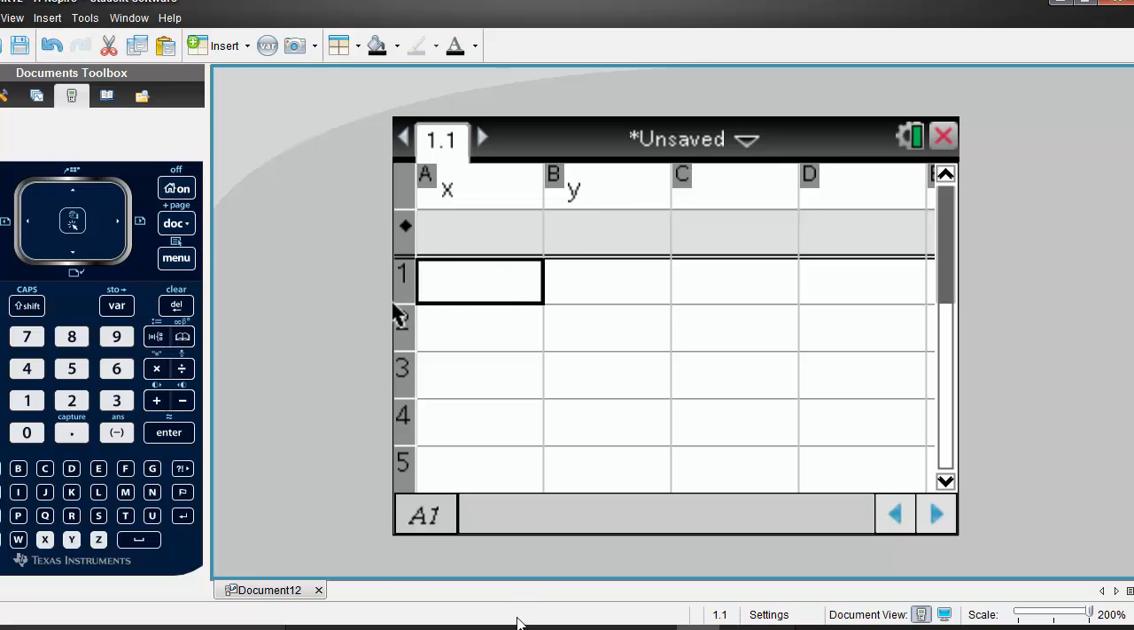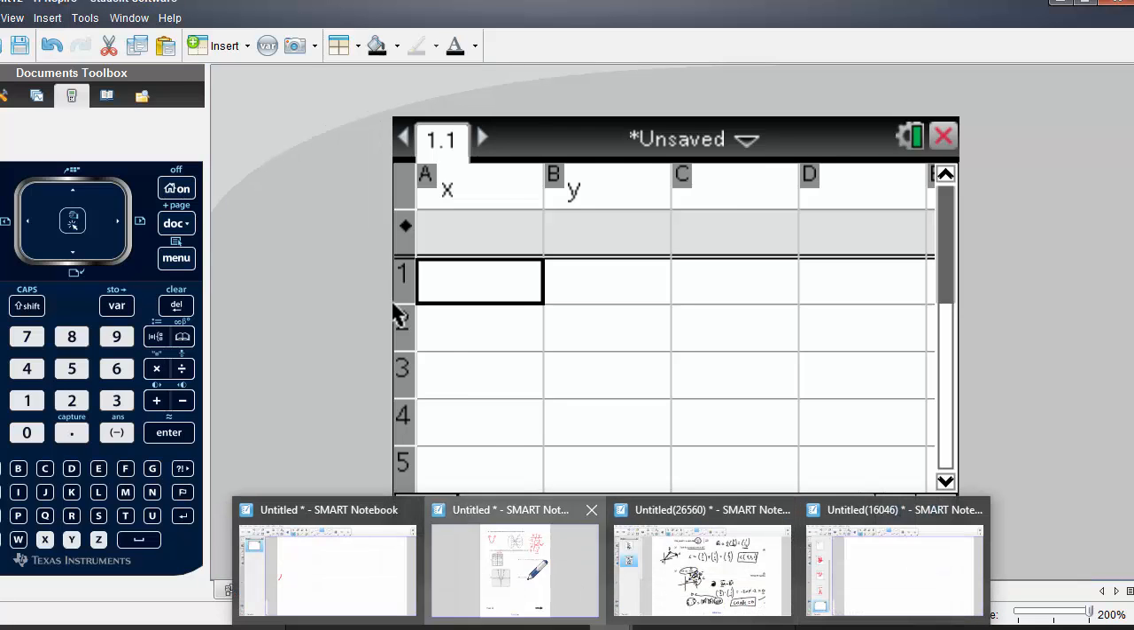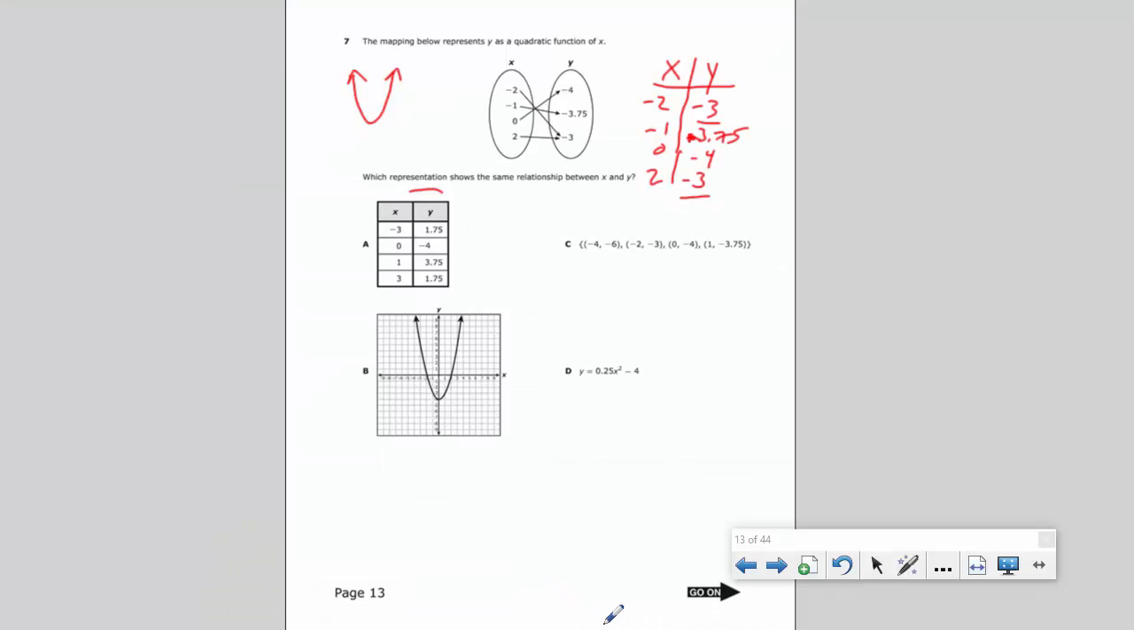Okay, let's take a look at this. -2, -1, 0, 2.